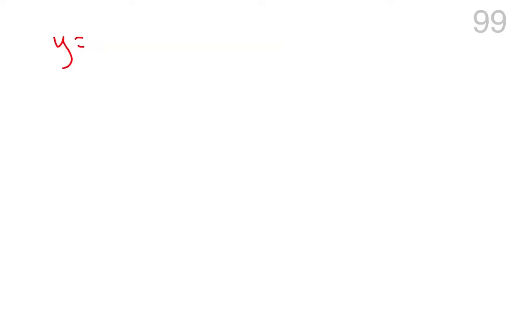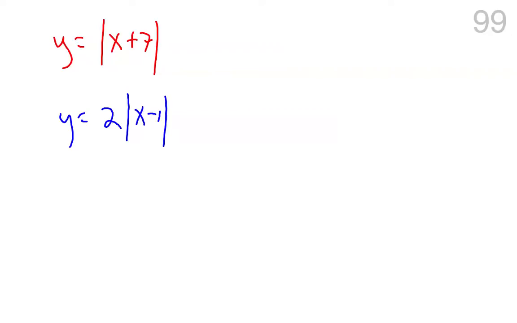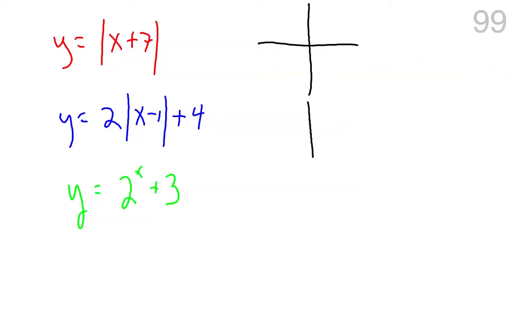For instance, I can do y equals absolute value of x plus 7. Or I could do y equals 2 times absolute value of x minus 1, plus 4. Or I could do y equals 2 to the x plus 3. And knowing my parent function graphs, in this case, my parent function is an absolute value, a V.